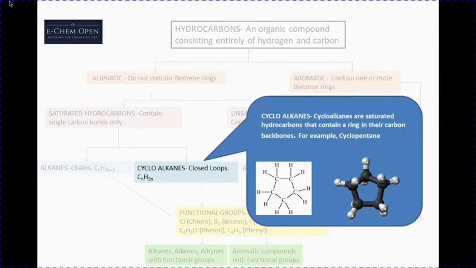Next, under saturated hydrocarbons, we have closed-loop chains called cycloalkanes. Cycloalkanes are saturated hydrocarbons that contain a ring in their carbon backbones. For example, cyclopentane. Cycloalkanes have the general formula of CnH2n.